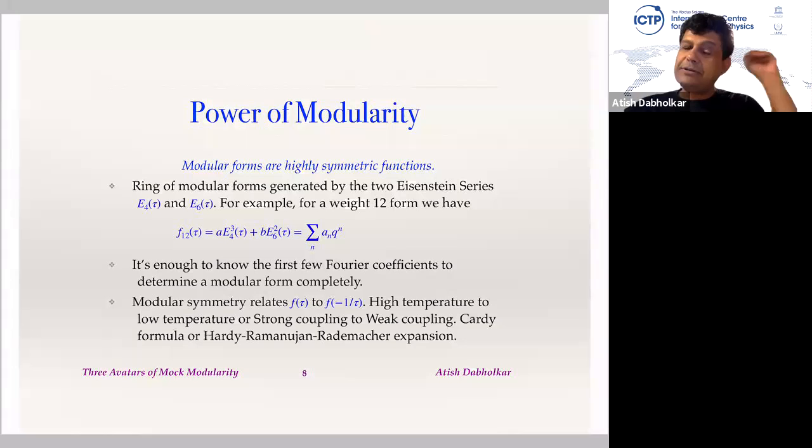So for example, what does that mean? That means if you know that some function is a modular form, say of weight 12, then there are only two possibilities. It can either be E4 cubed, because when you multiply modular forms, the weights add, so E4 cubed has weight 12, or E6 squared, which has weight 12. So by a general theorem, the ring of holomorphic modular forms that we are talking about is just generated by two functions.